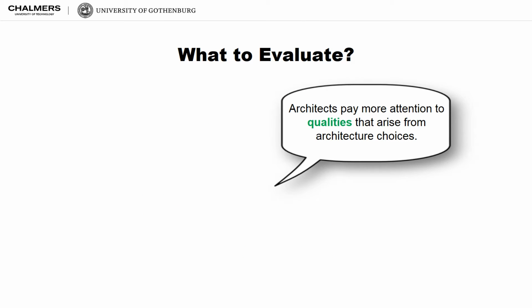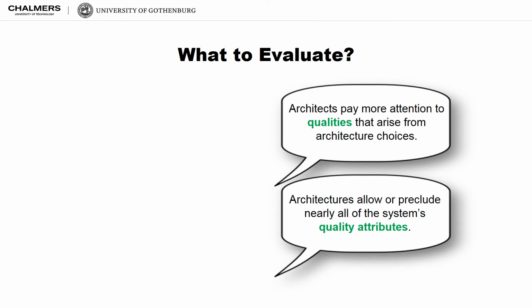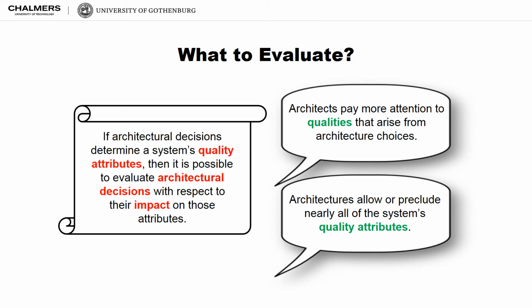We have also seen that among these properties, architects pay more attention to quality attributes of architectural choices, and that the selected architecture for a given software system is critical in allowing or impeding most, if not all, quality attributes. Now it becomes obvious that architecture evaluation should be carried out taking into consideration most importantly quality properties. We are talking here about quality attribute-driven architecture evaluation.